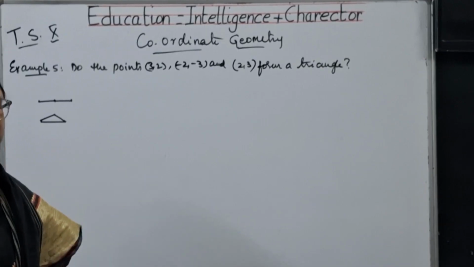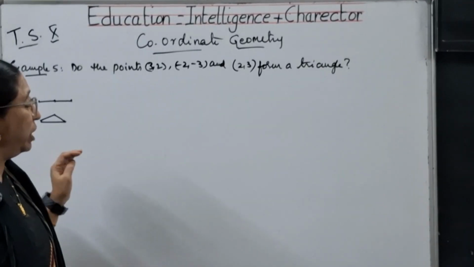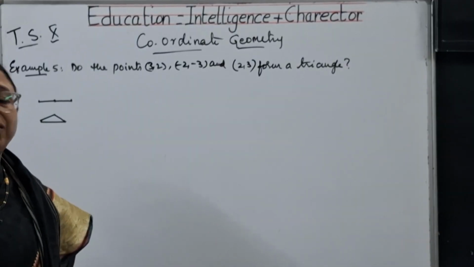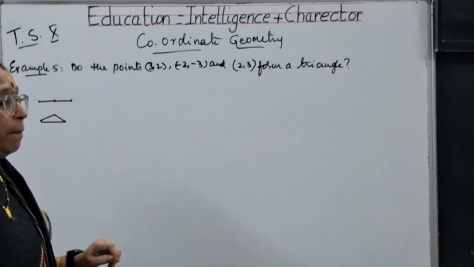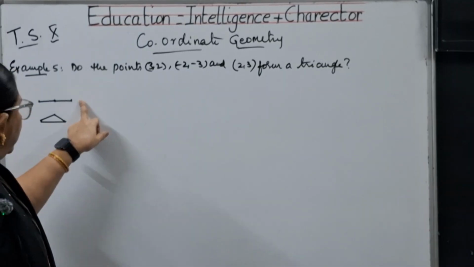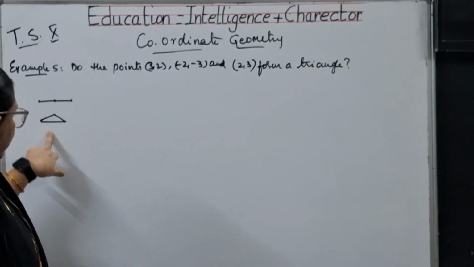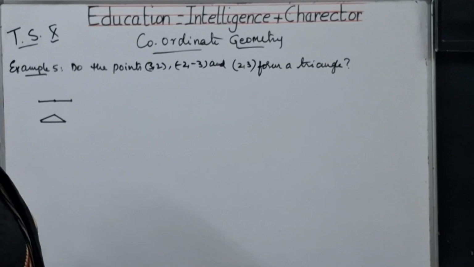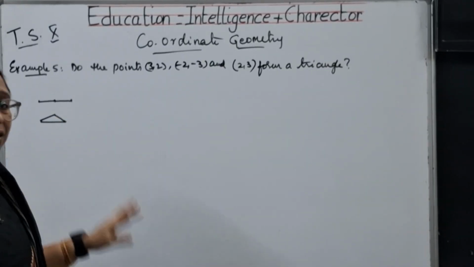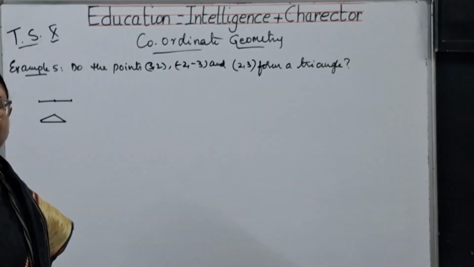Very important sums, children, this type of thing. So we need to see whether they are collinear or not. If they are collinear, you can directly say they can't form a triangle. If this case arises, that will not arise. If you are getting a straight line, a triangle will not be formed. If you are getting a triangle, a straight line will not be formed.